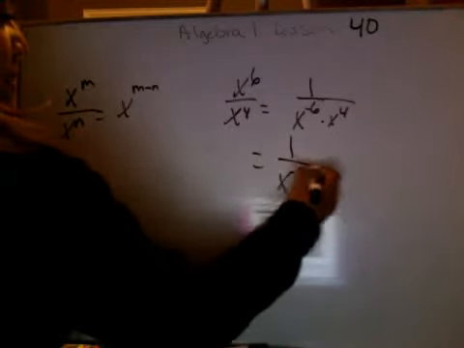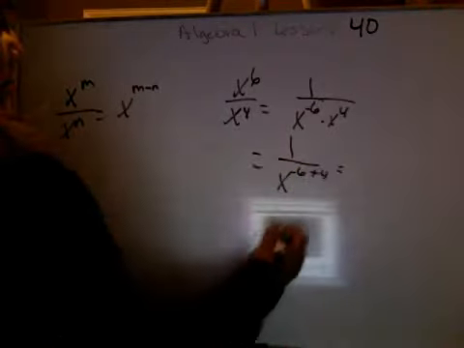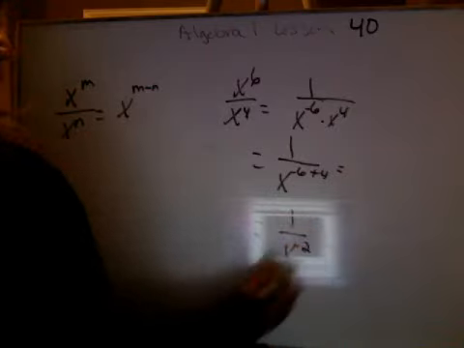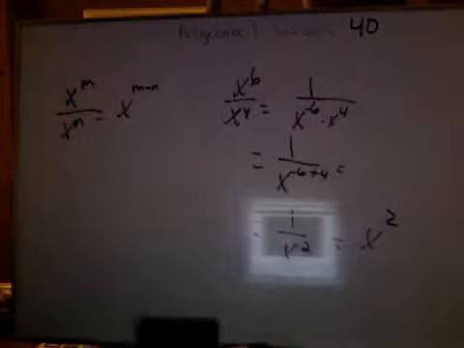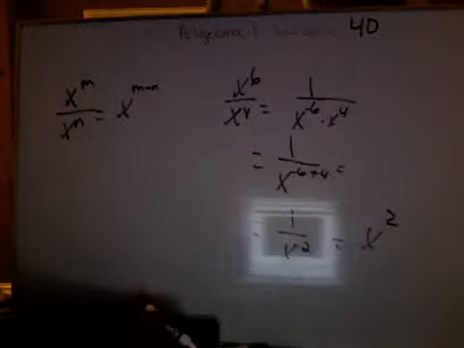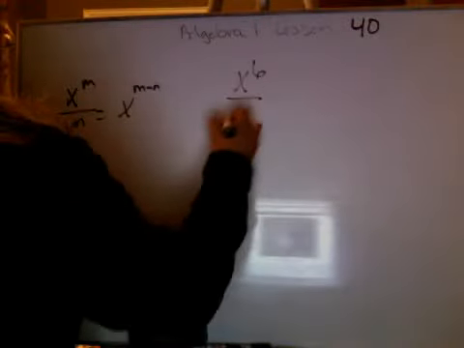Plus 4 equals 1 over x to the negative 2 power, or simply x squared, which is what we got the first time. So let's look at another one with the negatives. This is when it becomes a little trickier. So we have x to the sixth over x to the negative 4.